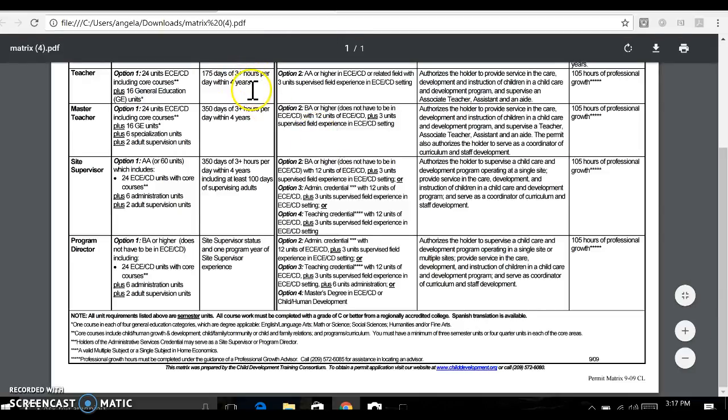And you also need 175 days of experience working a 3-hour shift or more within the past 4 years. The next level up is the master teacher permit. You need 24 units of child development, including the core classes. You have to have the 16 general ed units. You have to have 6 specialization units, and you have to have CDEC 230, which is the adult supervision.